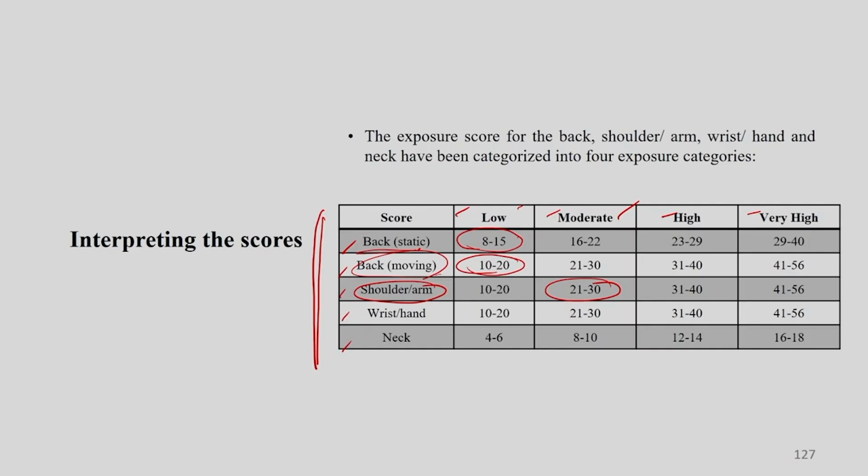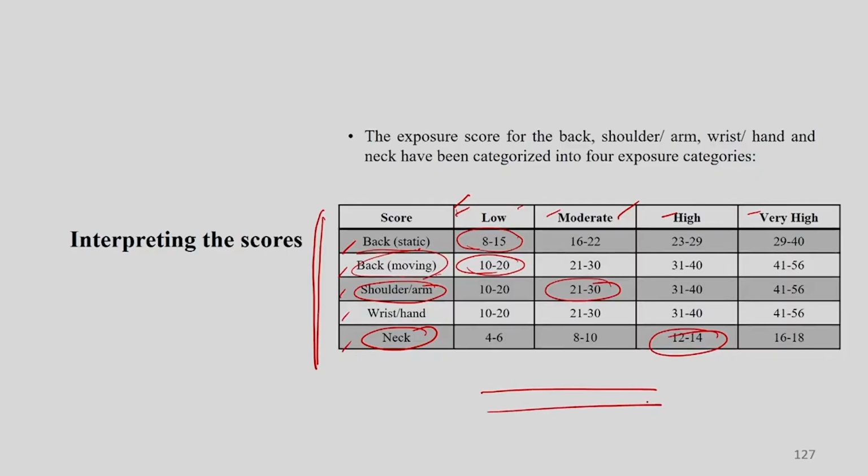Maybe for a particular case your back movement, shoulder and wrist are all low, and only for the neck the score is coming somewhere here. So your intervention should look at how your neck position can be improved. Okay, so this is how you are going to use this particular score for interpretation and going ahead for the design intervention.